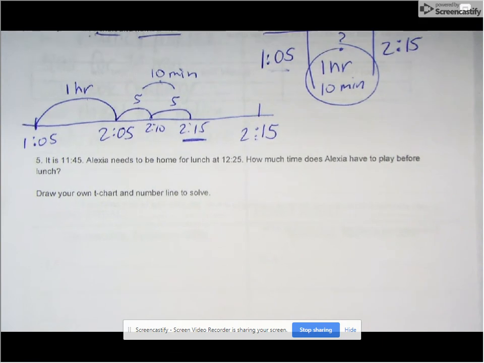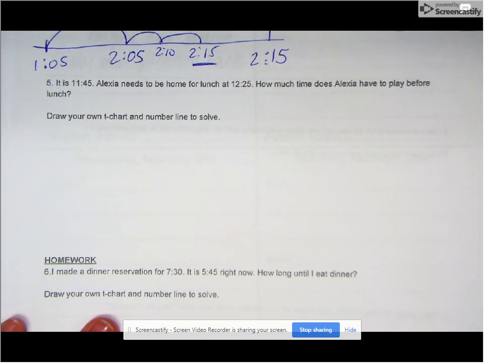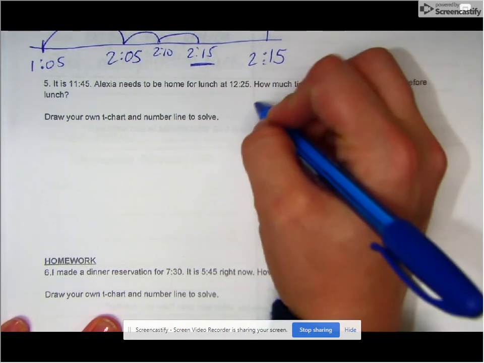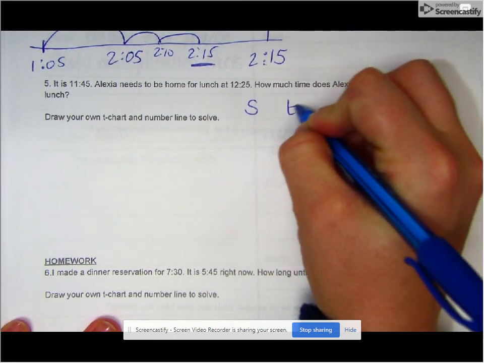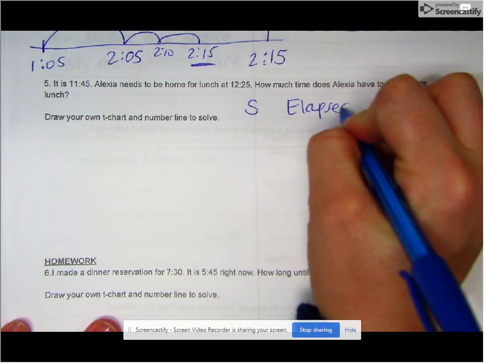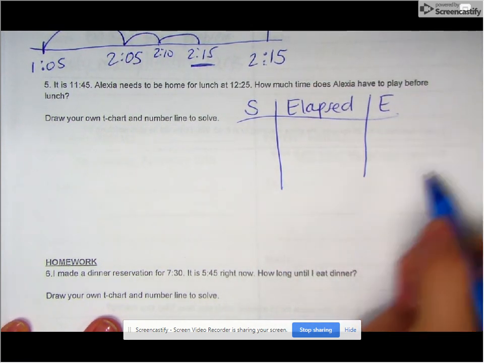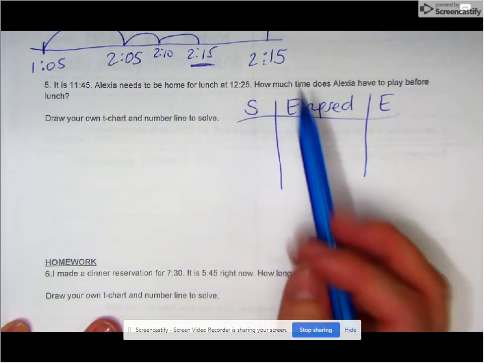Okay. This next one, it is 11:45. Alexia needs to be home for lunch at 12:25. How much time does Alexia have to play before lunch? So again, they're trying to think, when does everything start? How long does it last? And when does it end? So they have to go through and think, what am I trying to figure out here?